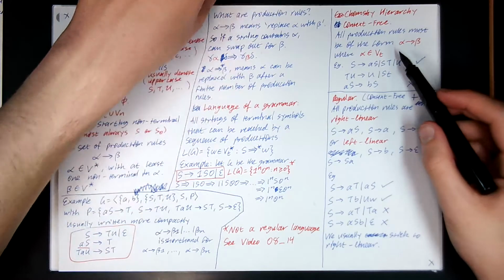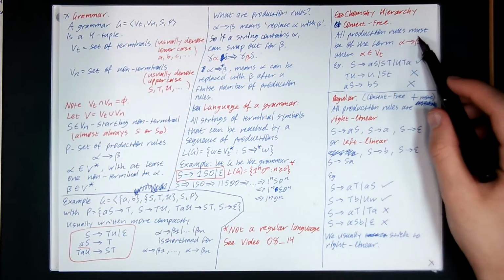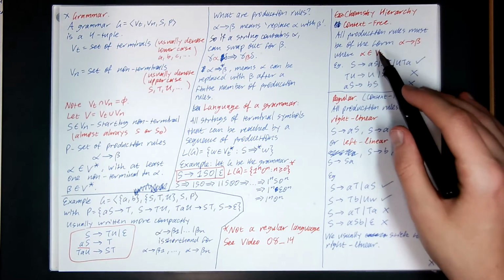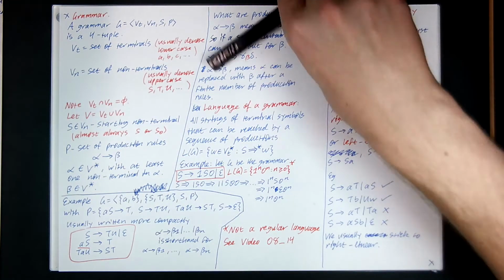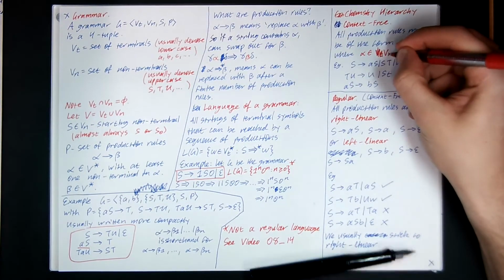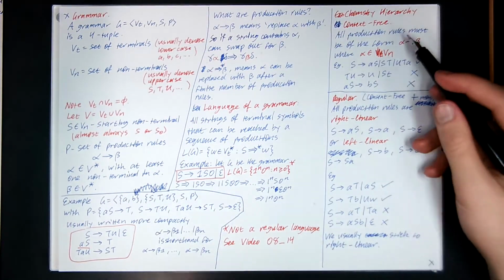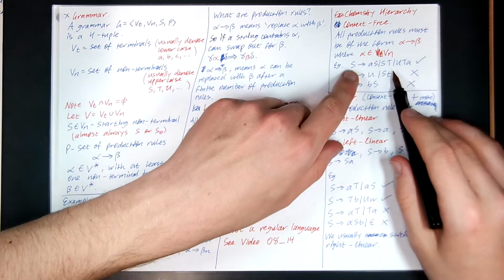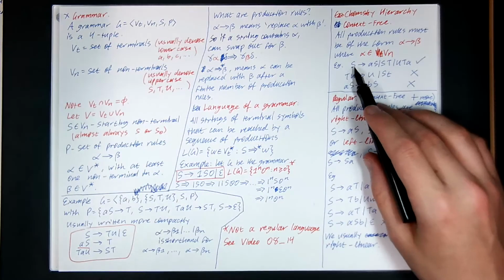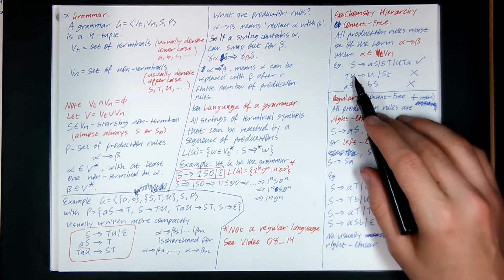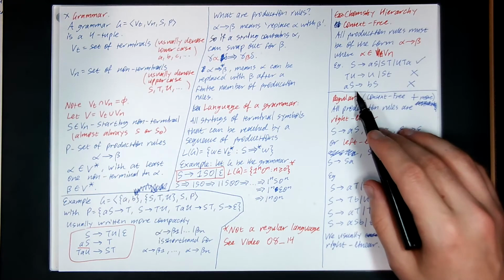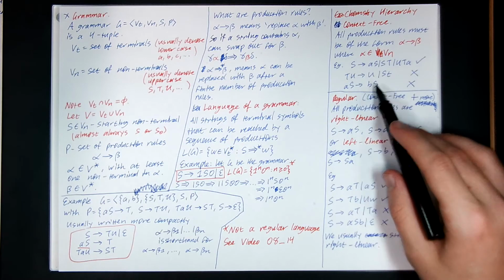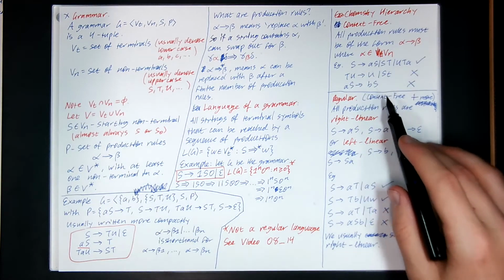So the definition of context-free is that all production rules must be of the form alpha to beta, where alpha is a single non-terminal symbol. So all production rules must be of the form alpha is replaced with beta, where alpha is a single non-terminal. So for example, this grammar here is context-free because there's no context on the left-hand side, whereas both of these fail to be context-free grammars because I've got more than one non-terminal or more than one symbol on the left-hand side. Okay, so this one's context-free, these two are not.